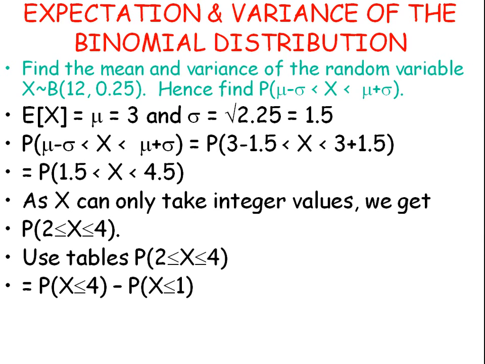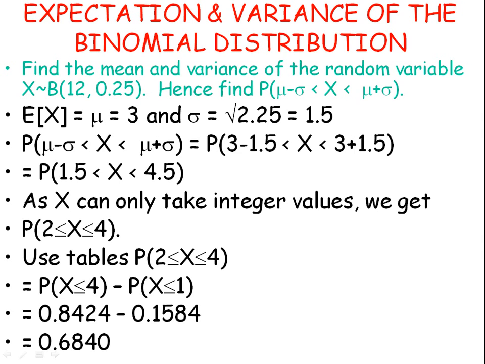So in your probability tables, if you turn to the binomial probability section, you're looking for n is 12, that table. Work your way along to the column where p is 0.5. When the 4 value is over on the left, you should get a probability of 0.8424. When 1 is over on the left, you should get a probability of 0.1584, and if you do the taking away, you'll get your final answer here, which is 0.6840.